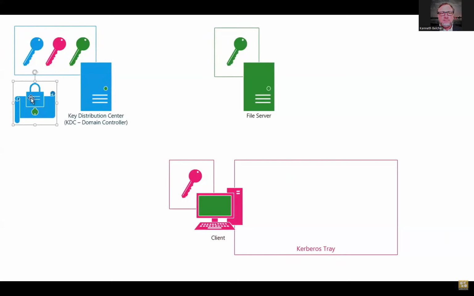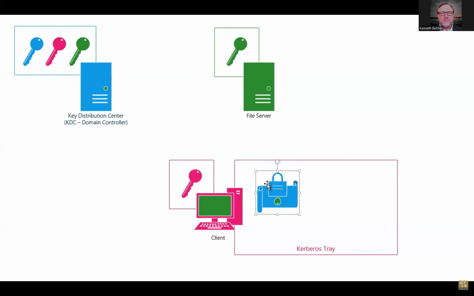So the client actually does keep a copy of this in its Kerberos tray. It sent a copy off to the domain controller. The domain controller knows who I am now and can thus generate a ticket. Now, here's the cool thing. Because this file server is also a domain member, the domain controller has its logon password, which it uses to encrypt this ticket. Now, there's no communication to the file server itself. Instead, this ticket is created by the domain controller and given to the client, who stores it in the Kerberos tray.